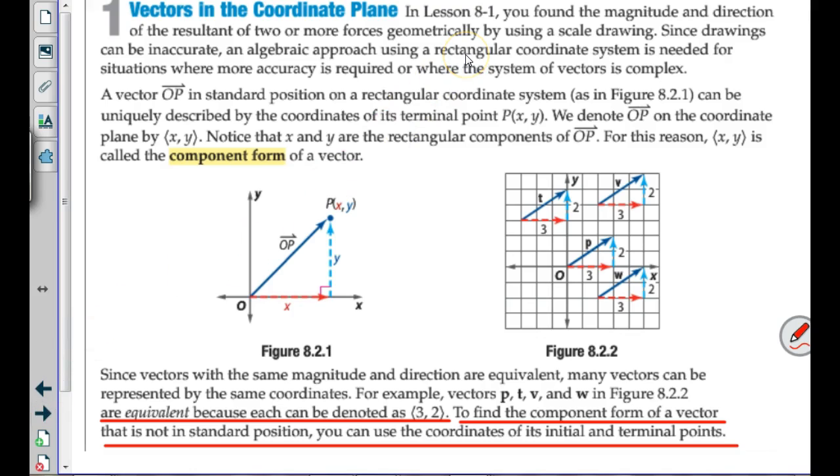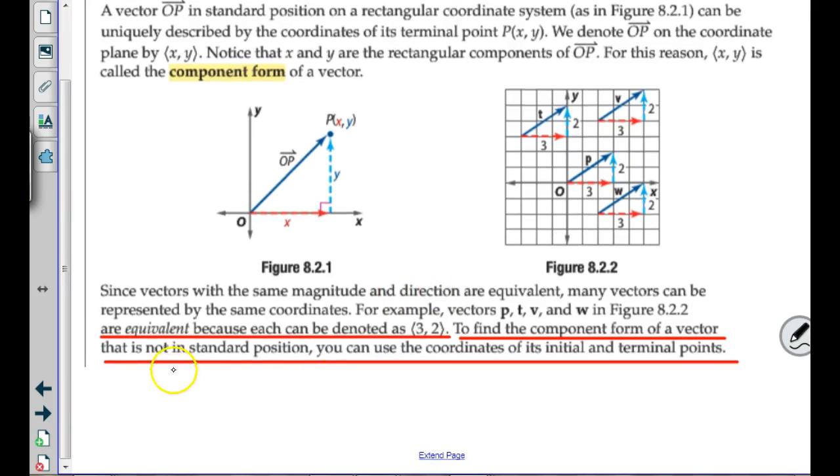The idea here is that when you have two ordered pairs, you have a vector that's going right 3 and up 2. It could be anywhere, okay? And it would be equivalent. And so we could be given ordered pairs from anywhere, and if it went from O to P or A to B or whatever, we could find the equivalent vector from the origin, which is just component form.